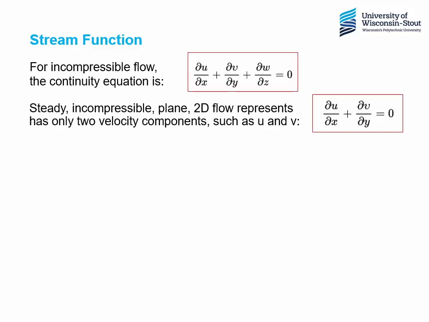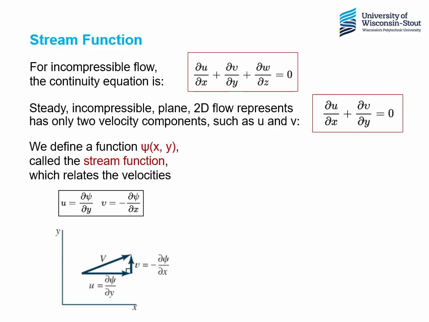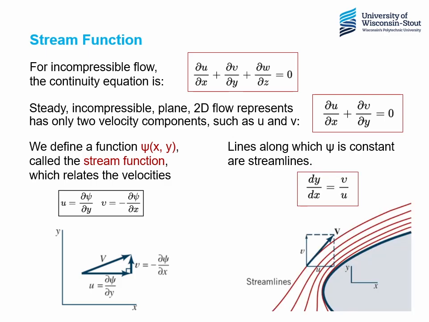Next, we introduce the stream function, usually denoted by psi. For a steady, incompressible two-dimensional flow, where the velocity has only two components, u and v, the stream function provides a very useful alternative description of the flow. It is defined so that its derivatives give the velocity components, and lines of constant psi are called streamlines.